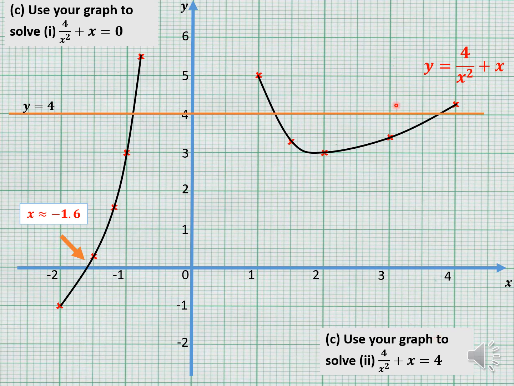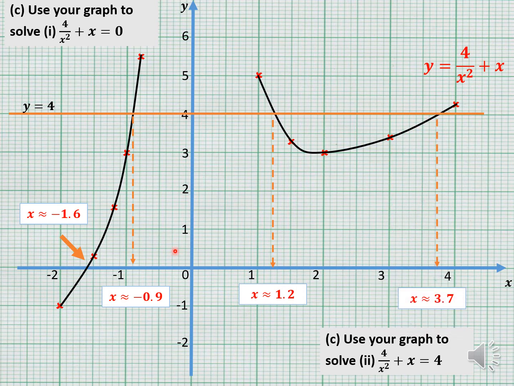Okay, so once we have drawn the line, you see that the line cuts the function at 3 places, and we are saying solve for x, then we have to find all the 3 values of x. So my first one is about negative 0.9, and the second one here will be about 1.2, and then the third place where they intersect is about 3.7. So anything more or less in that vicinity is what we are looking for. You're supposed to use your graph, remember that.